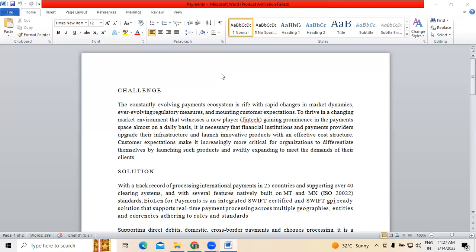It is necessary that financial institutions and payment providers upgrade their infrastructure and launch innovative products with an effective cost structure. So this line will explain the necessity. Because when you are going to develop a product, please do remember you should understand the necessity well in advance. This is where necessity comes. What was the necessity? Financial institutions and payment providers upgrading their infrastructure and launching innovative products for an effective cost structure is the necessity that the product solution provider has identified. Is this clear to both of you, right?